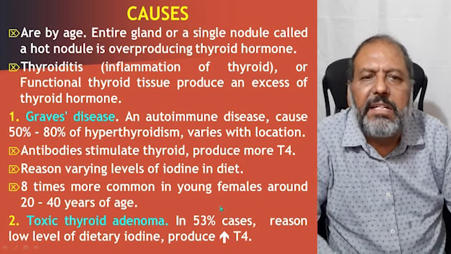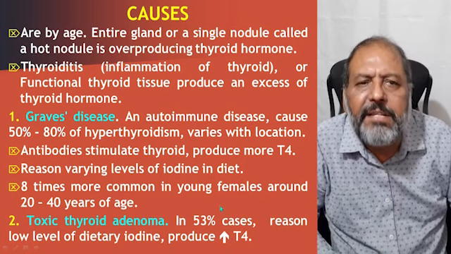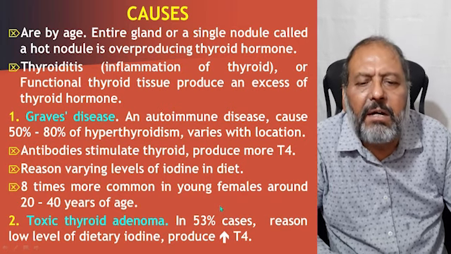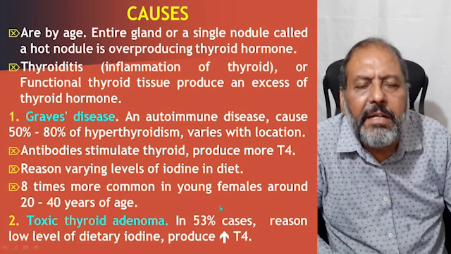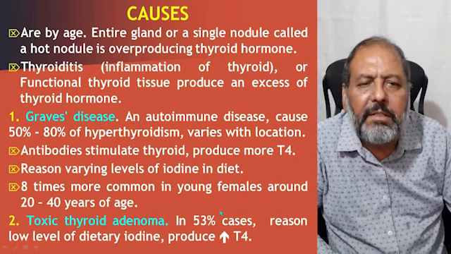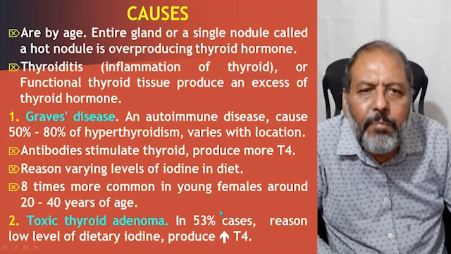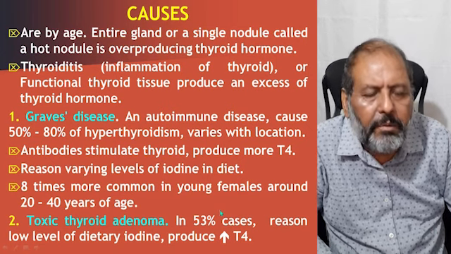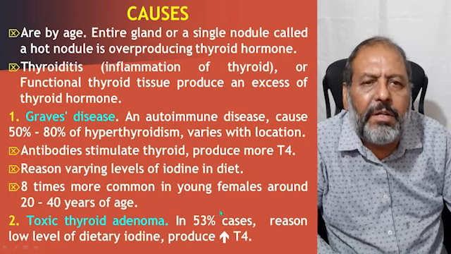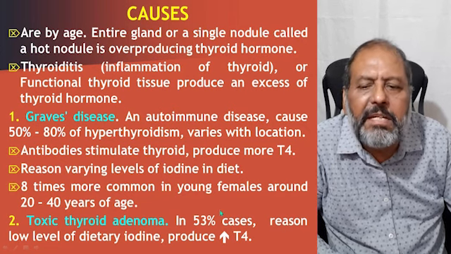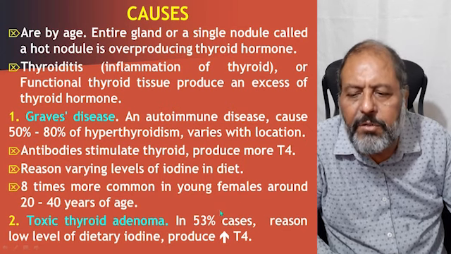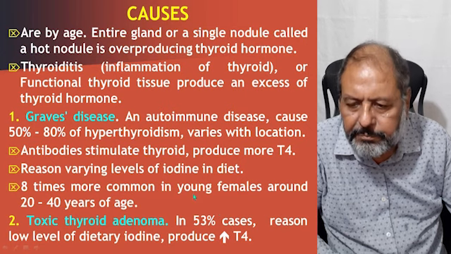So number one is Graves disease. It is an autoimmune disease that causes 50 to 80% of hyperthyroidism, and it varies with the location. Antibodies stimulate the thyroid and produce more T4 hormone. The reason is the varying level of iodine in the diet. It is 8 times more common in young females around 20 to 40 years of age.